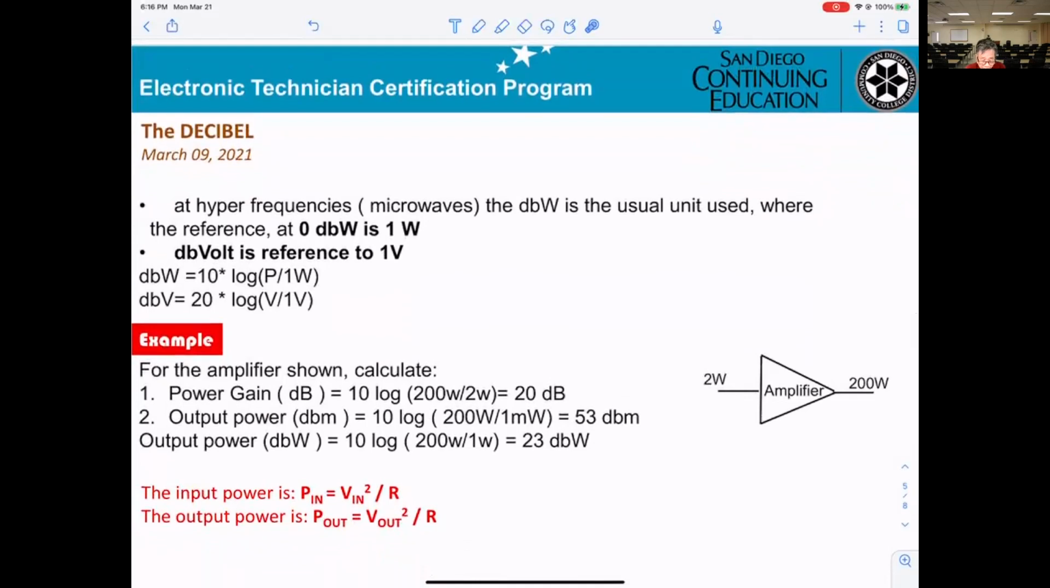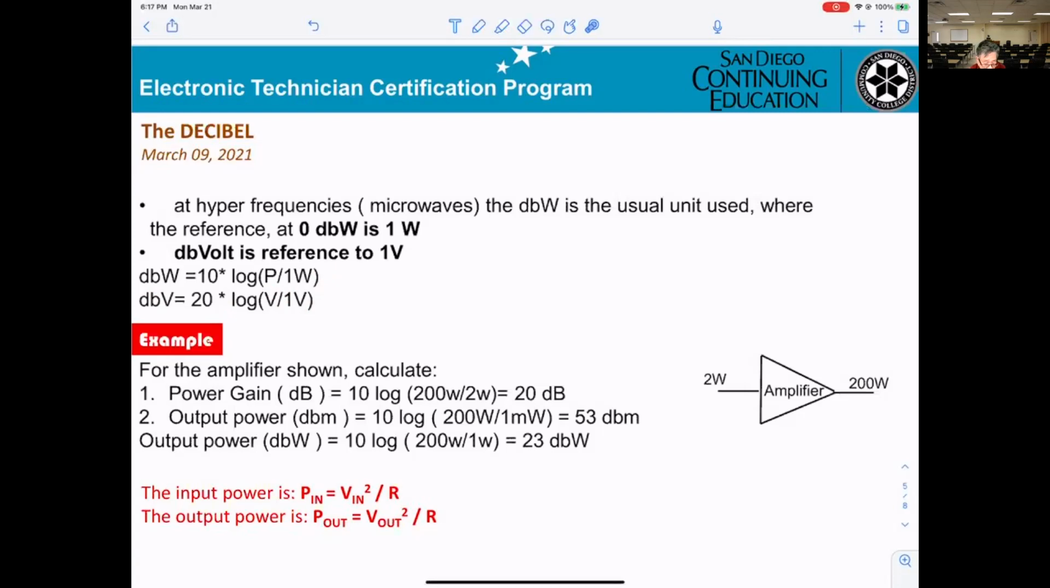At hyper frequency microwave, the dB watt is the usual unit used, where the reference 0 dB watt is 1 watt. dB volt is referenced to 1 volt. Okay, so they repeat the formula for you. dB watt equals 10 times log of power over 1 watt. dB volt equals 20 times log of voltage divided by 1 volt.